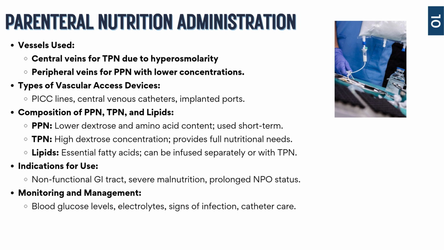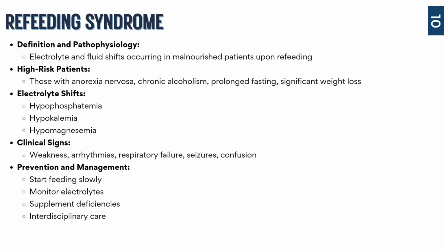The composition of TPN includes high concentrations of dextrose, amino acids, vitamins, and minerals to meet the patient's nutritional needs, okay? Lipids supply essential fatty acids and additional calories. Close monitoring is essential to manage potential complications like hyperglycemia, electrolyte imbalances, and catheter-related infections. So now let's talk about refeeding syndrome real quick.